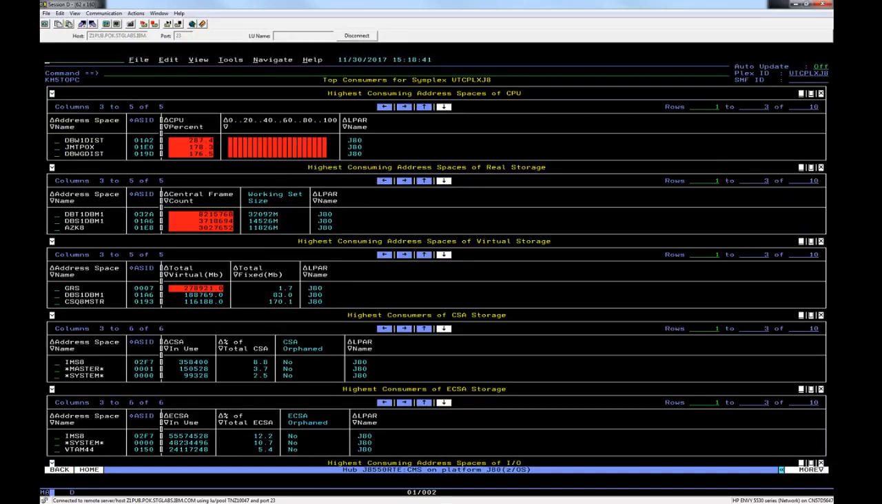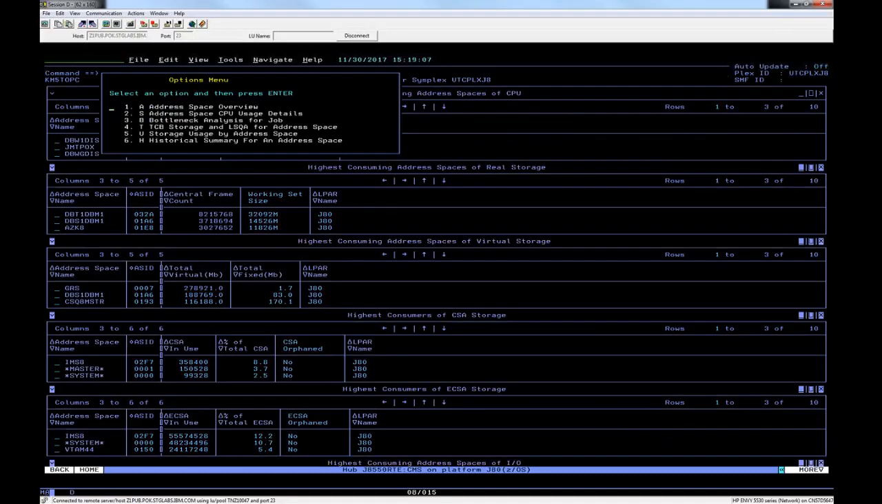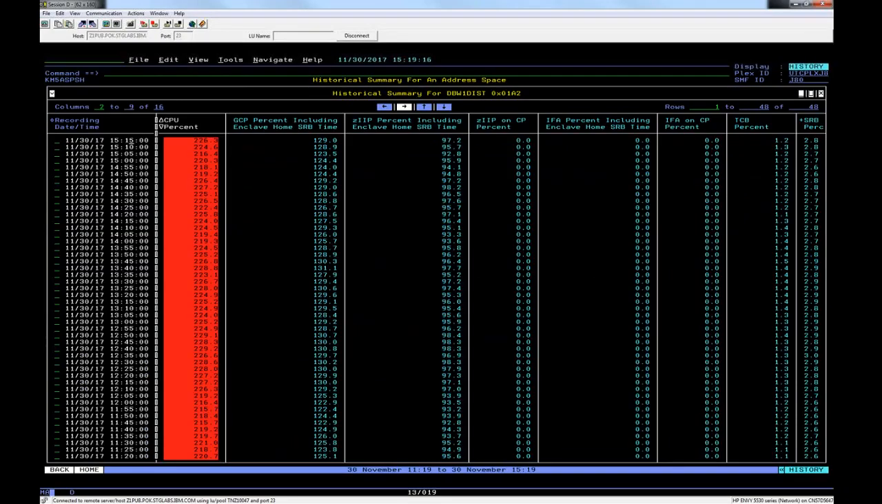For the Sysplex, here we see several categories of metrics. Highest consuming address spaces of CPU, real storage, virtual storage, common storage, extended common storage, I/O, and here you basically see across the Sysplex the highest consuming address spaces, so one can maybe deep dive into an address space that's somewhere in the Sysplex. You can look for a historical summary. If we look at option 6 here for the address space, we'll be looking at the last 4 hours.